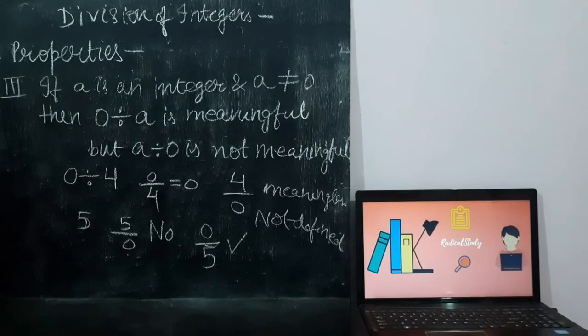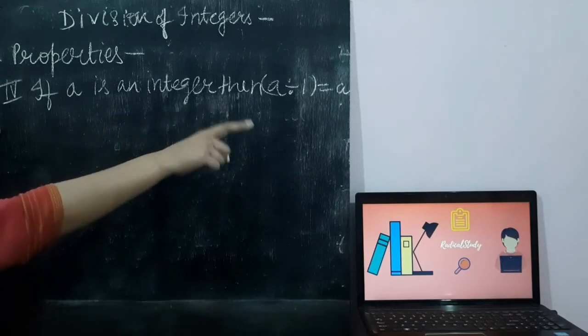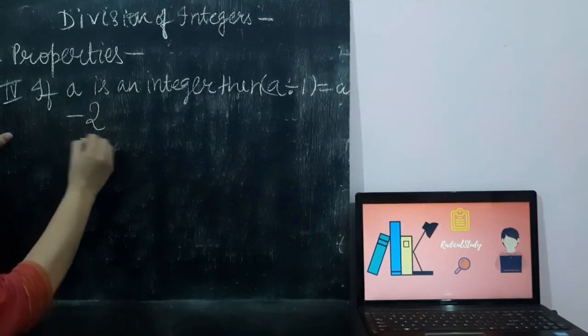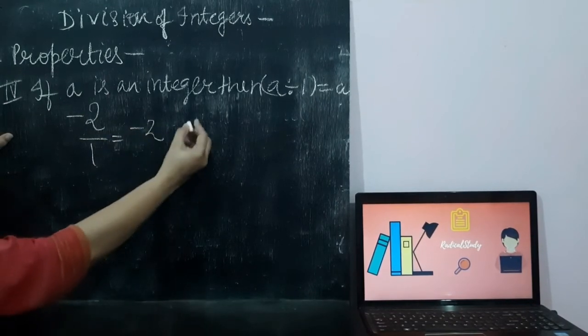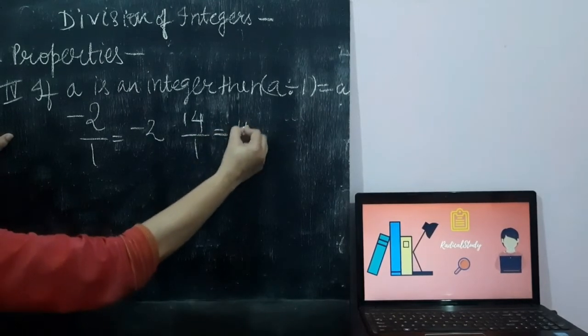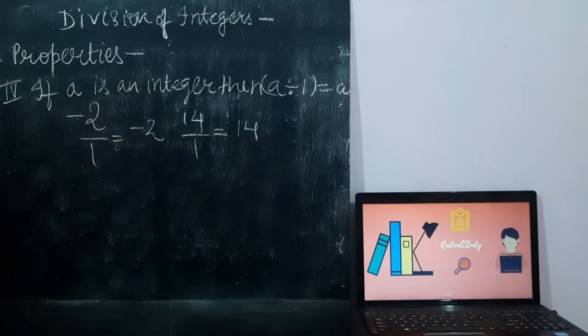Now I will explain the fourth property. First I am going to read the property for you. If a is an integer, then a divided by 1 is equal to a. I have written it on the board. If a is an integer and we divide it by 1, the answer is the integer itself. Let's take some examples. When we divide minus 2 by 1, the answer is minus 2. When we divide 14 by 1, the answer is 14 only. So whenever we divide any integer by 1, the answer is the integer itself.